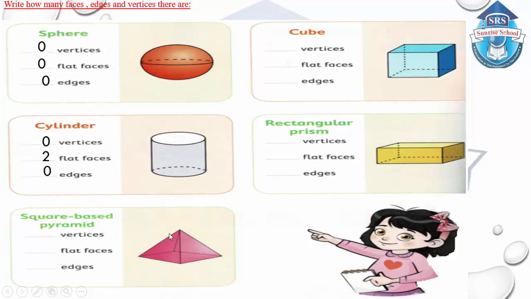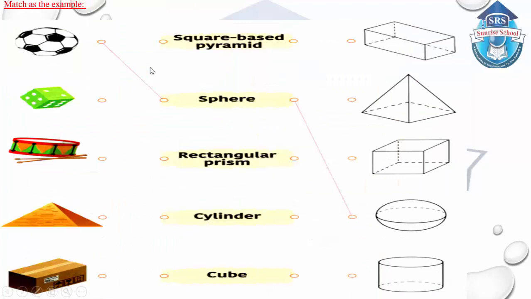Square-based pyramid, 5 flat faces. 5 edges? Great, 8. Good job. Cube and cuboid. Cube. Brilliant. 6 faces. 12 edges. So the cuboid or the rectangular prism has the same number of vertices, faces, and edges as the cube. 6 faces, excellent. Edges, 12. Good job, my lovely students.